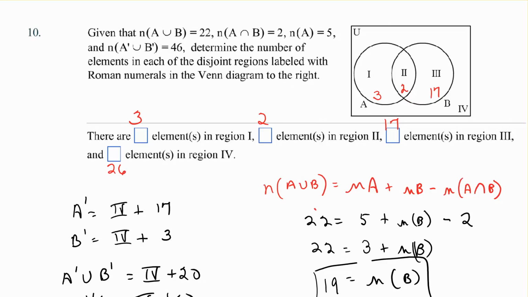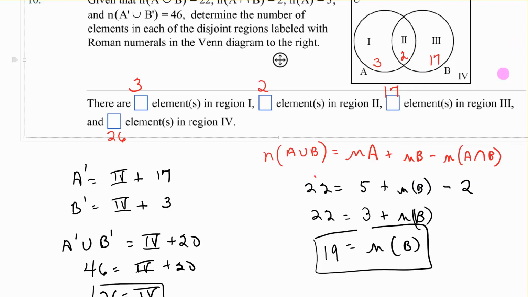All right, and this one, now you're not given these numbers, they're not in your picture, but I've added them. So A union B is 22. A intersect B is 2, so I could write the 2 here. The number in A is 5. Okay, so I know that this has to be 3 because 3 and 2 are going to make up that number of A. And the number of A prime union B prime is 46.